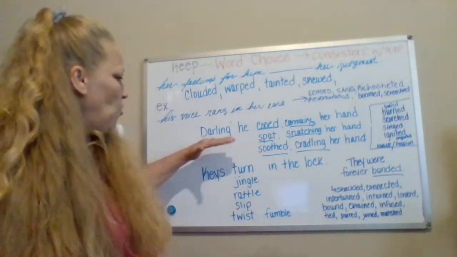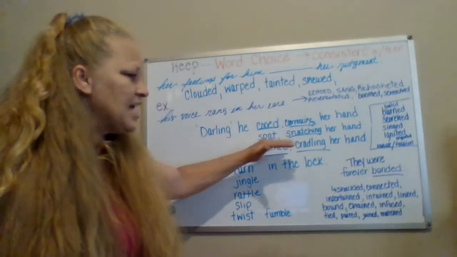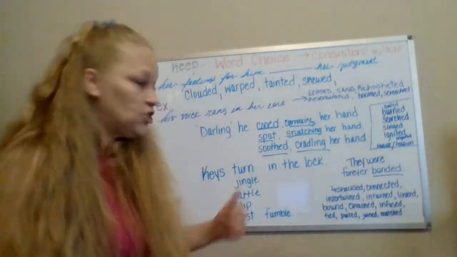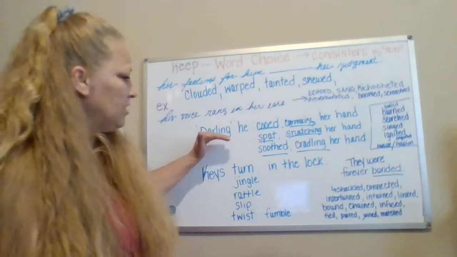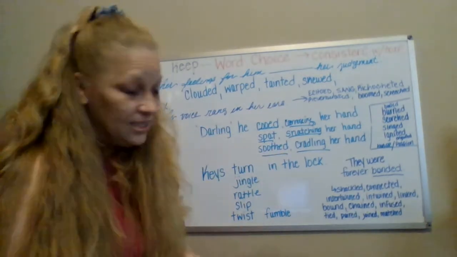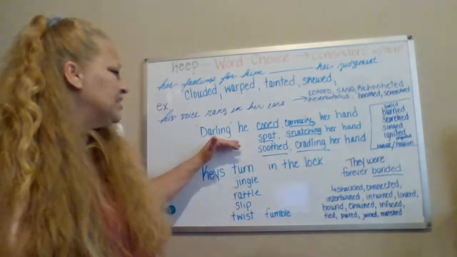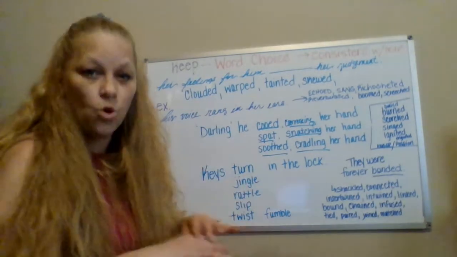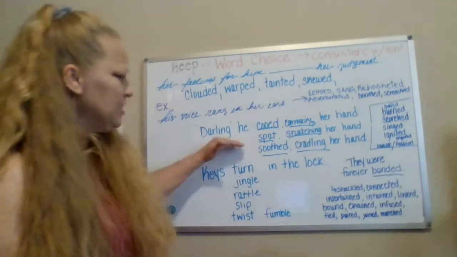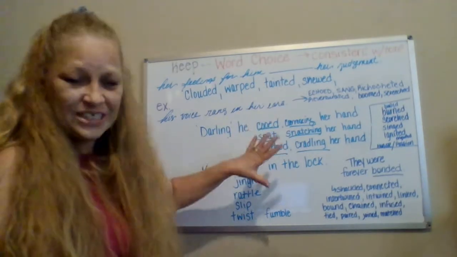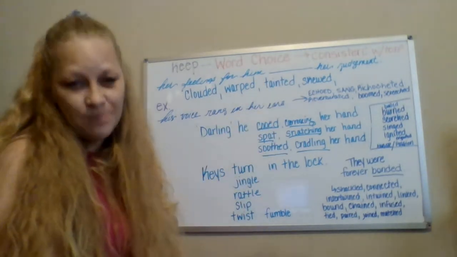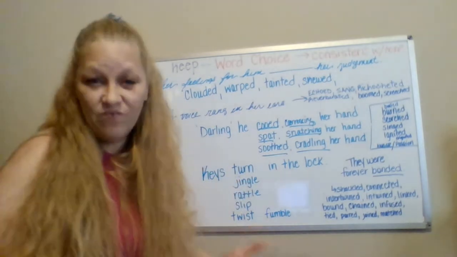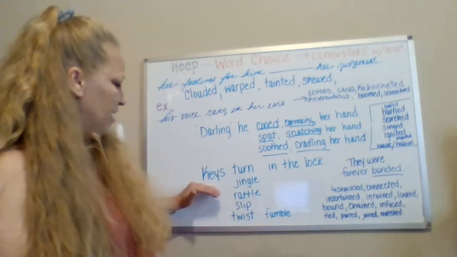So, as an example, darling, he spat, snatching her hand. This gives you an altogether different image. Again, darling, he soothed, cradling her hand. This gives you, again, an altogether different mood or tone. So just depending on whatever your scene is trying to convey, just make sure that you are choosing a word choice that best reflects that. Okay, so on to the next.